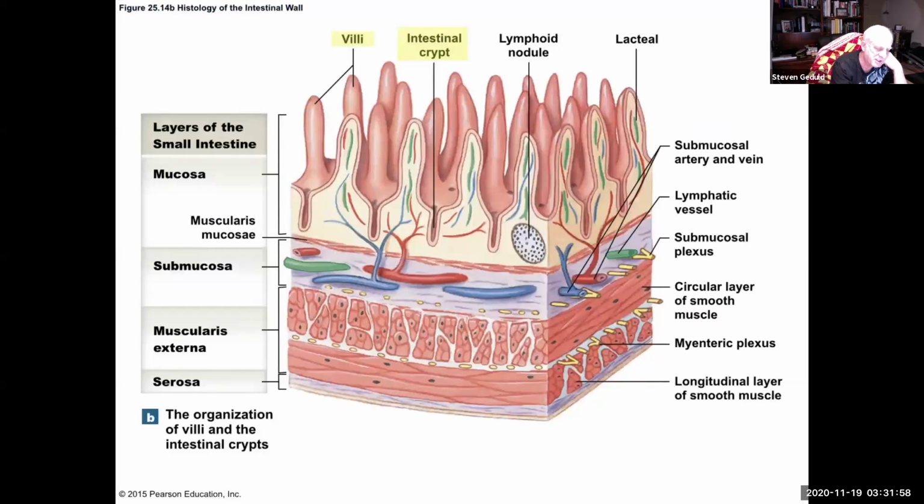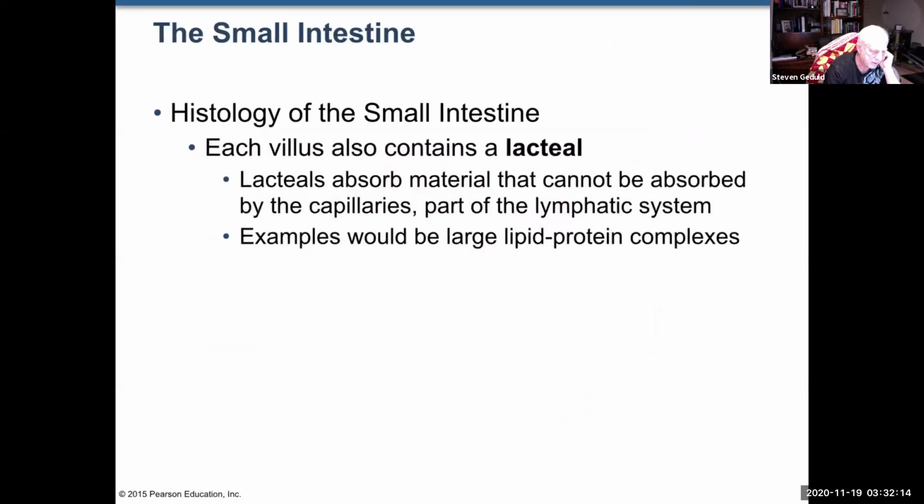Okay, here's the intestinal crypt. These little invaginations are just like the gastric pits, same thing. They produce cells that come and replace these cells in this area to help maintain the lining of the small intestine. Okay, that's what I want to talk about.